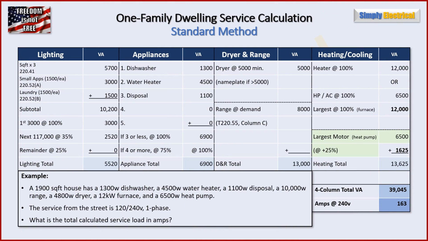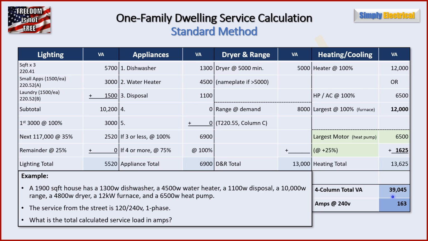Okay, now that all our columns are done, we have our totals down here. I have the example down here again just for reference, all the data that we had. And we just add up our 4 columns. So we add up the lighting total, the appliance total, dryer and range total, and the heating total. And when we do that, we come up with 39,045 VA. That's our 4-column total VA for the whole building.